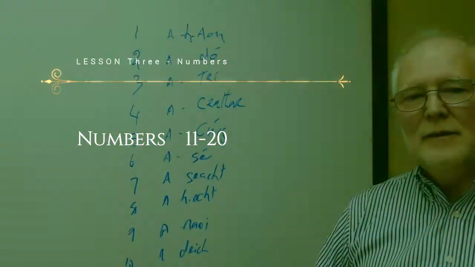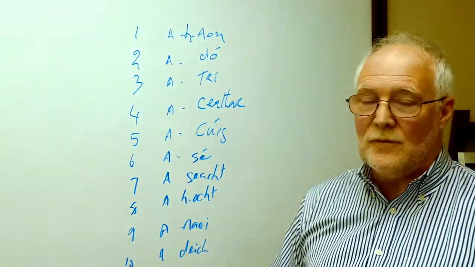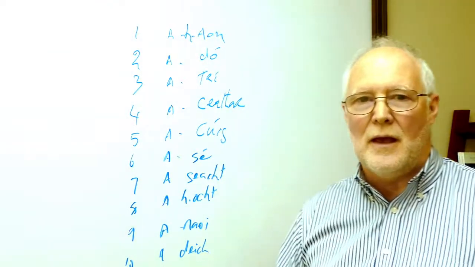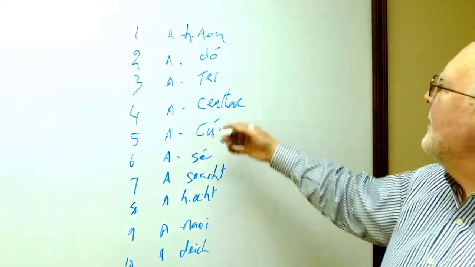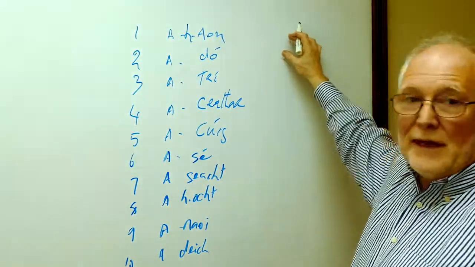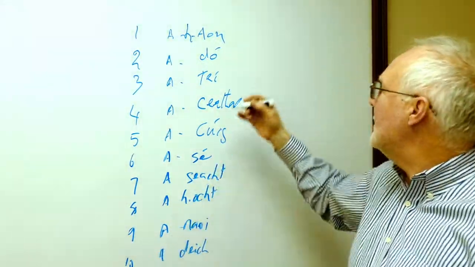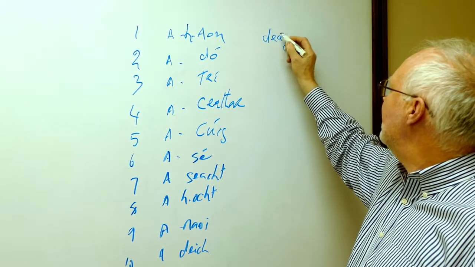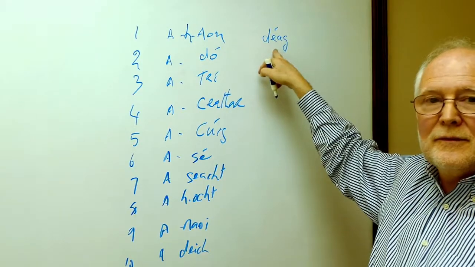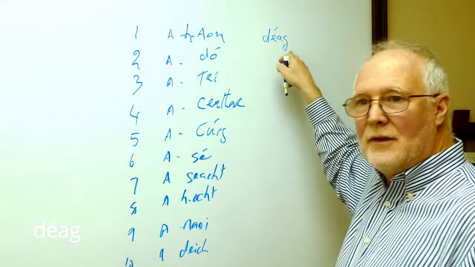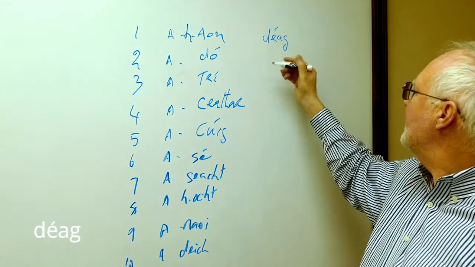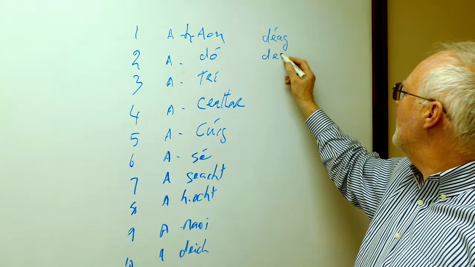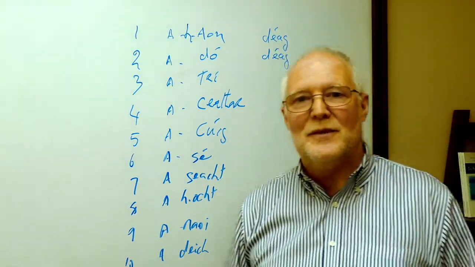We learned the base numbers from 1 to 10. Now we're going to add teens to that. This is 1, and if you have 11, it's going to be one teen. And adding a teen is easy. You just add the word for teen, which is deag. A haon déag is 11. A haon is 1, a haon déag is 11. A dó, and you would want to add the deag like that, but guess what?